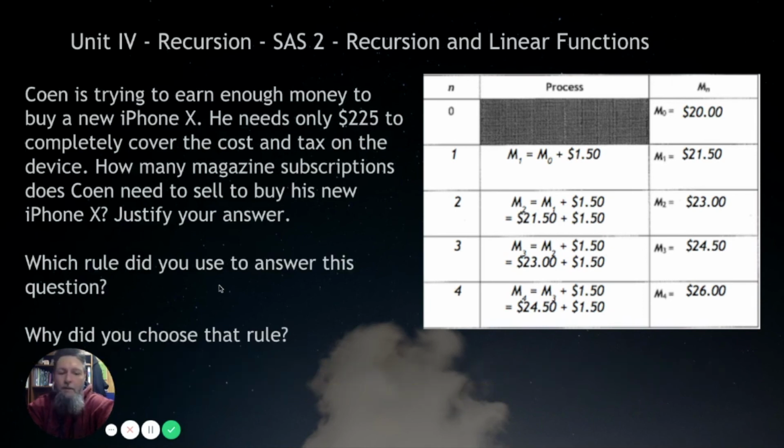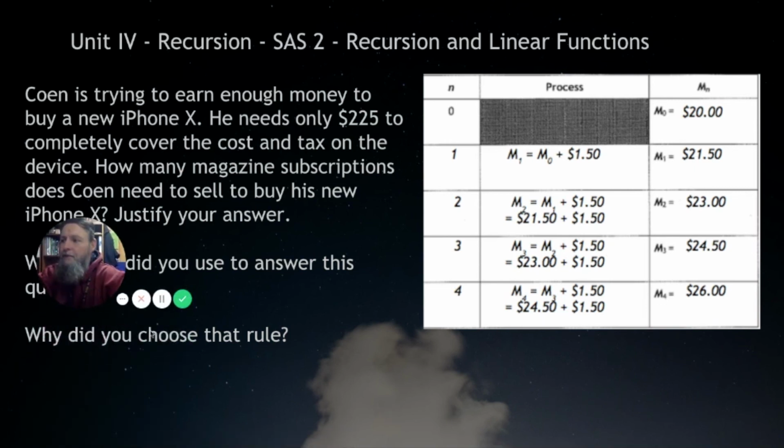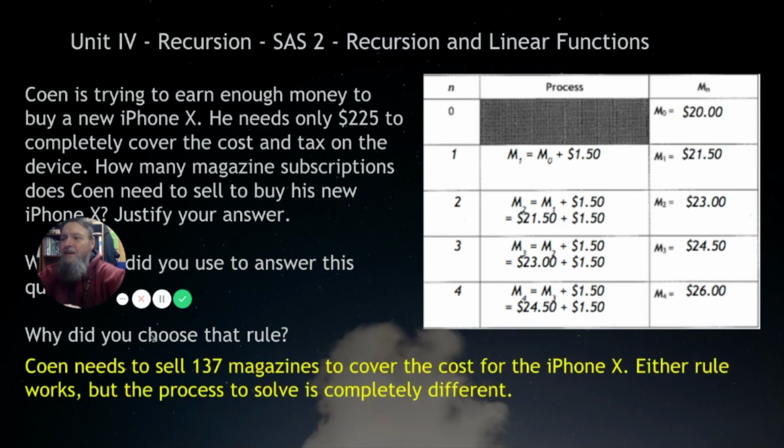He's trying to earn, let me back up. He's trying to earn enough money to buy a new iPhone X. He needs only $225 to completely cover the cost and tax on the device. How many magazine subscriptions does Cohen need to sell to buy his new iPhone X, and justify your answer? Which rule do you use to answer the question? Why did you choose that rule? Let's see. Cohen needs to sell 137 magazines to cover the cost of the iPhone X.